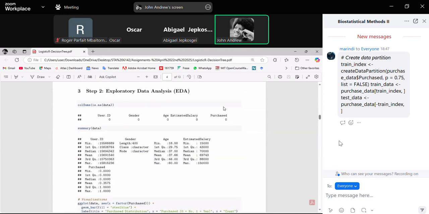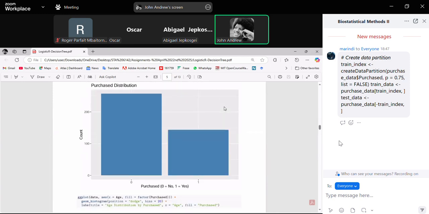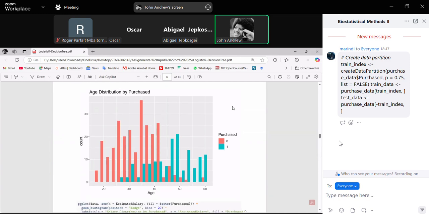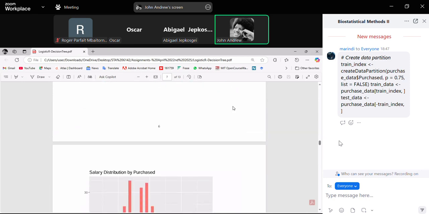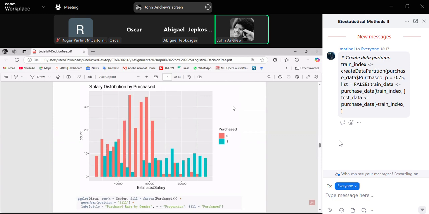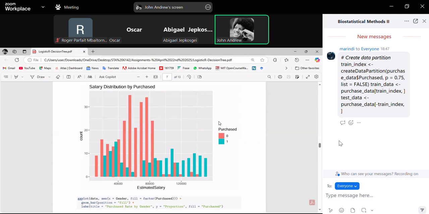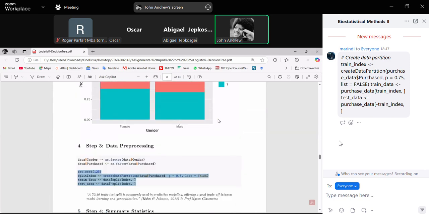So I'm saying we did the exploratory data analysis, and after doing that, we did age distribution by purchase, where we found that older individuals are the ones purchasing houses. After that, on salary distribution, those with higher salaries do make a purchase.